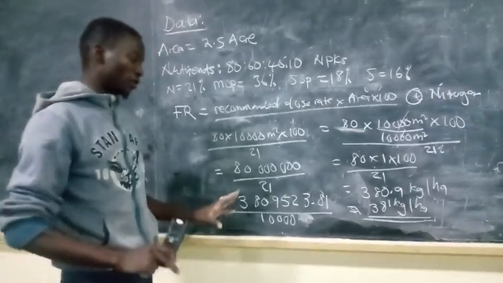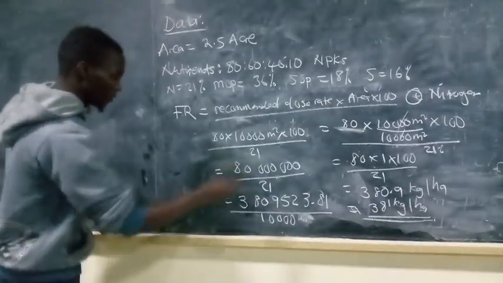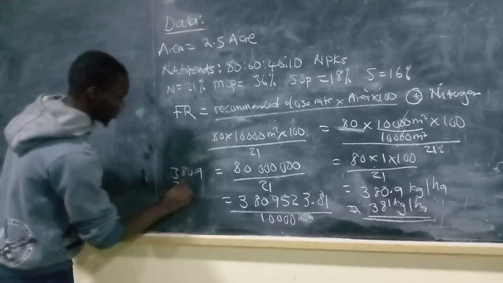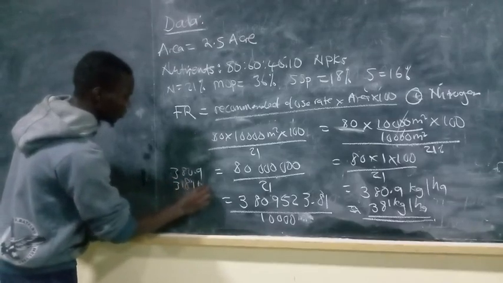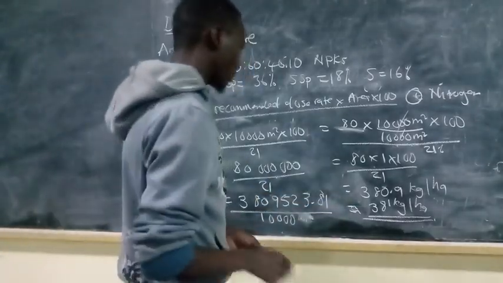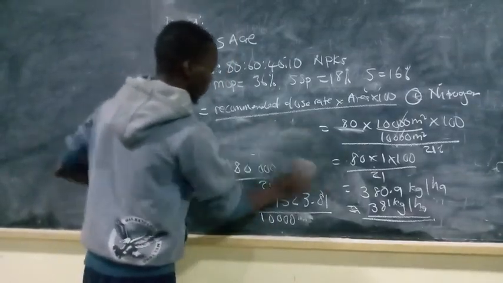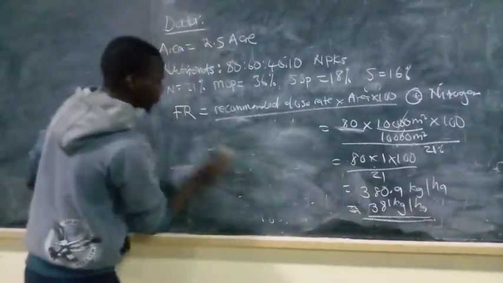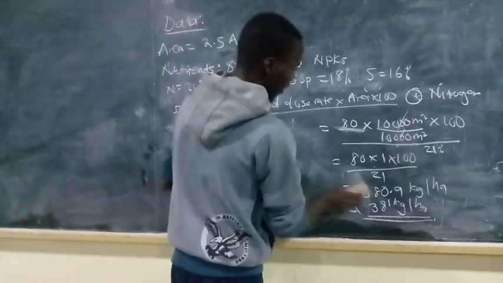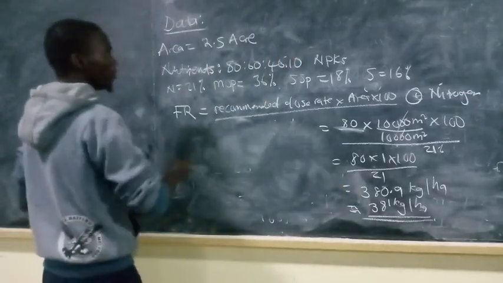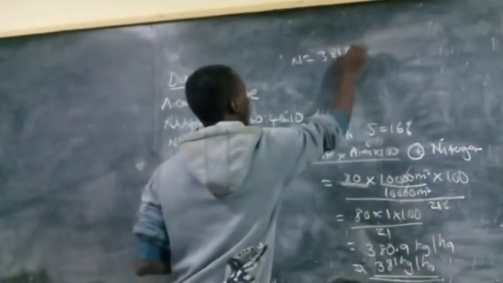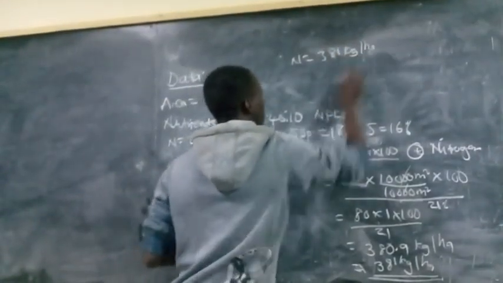So it's up to you to look at it, which one you are comfortable with. So this one you still get 380.9, which is approximate 381 kg per hectare, which is still the same figure with this one here. So that's for nitrogen. So let's calculate for the other nutrient. This one we have it as nitrogen. You may have to just put it somewhere here. Nitrogen is 381 kg per hectare.